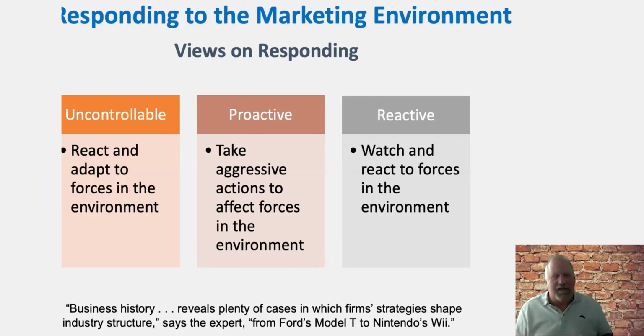So there's an extent to which we can be what we call reactive or proactive. And then there are elements that some believe are completely uncontrollable. They just let it all happen. So: the uncontrollable, the proactive, and the reactive. But one of the things that we know is that some of the most successful firms in the history of the world were more proactive in nature. Business history reveals a lot of cases in which firm strategy shaped the actual structure of the industry.